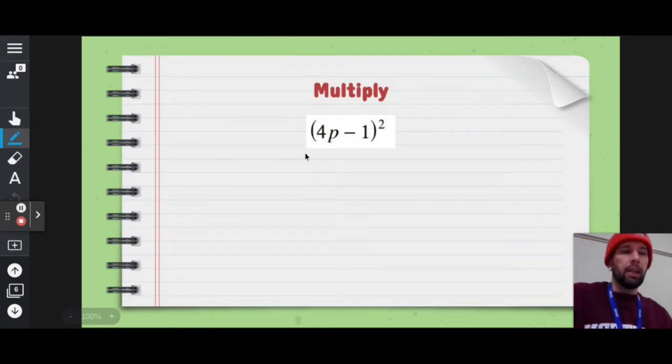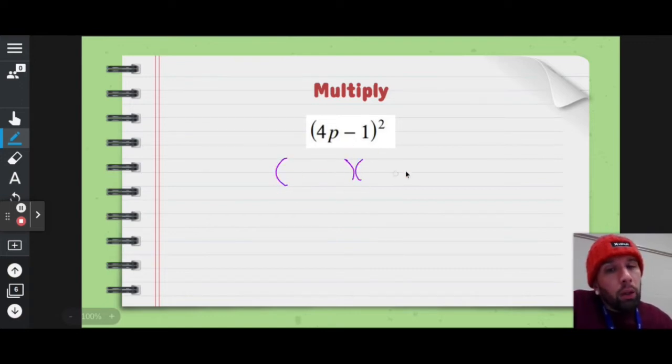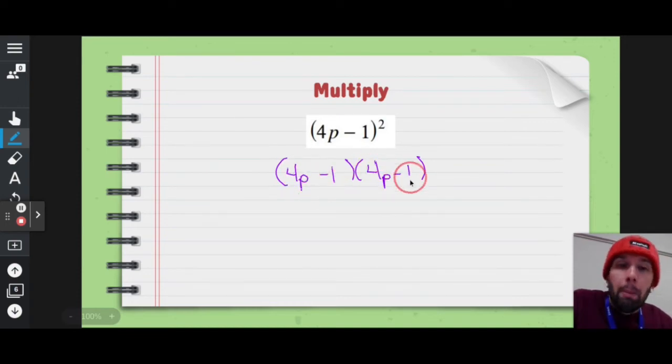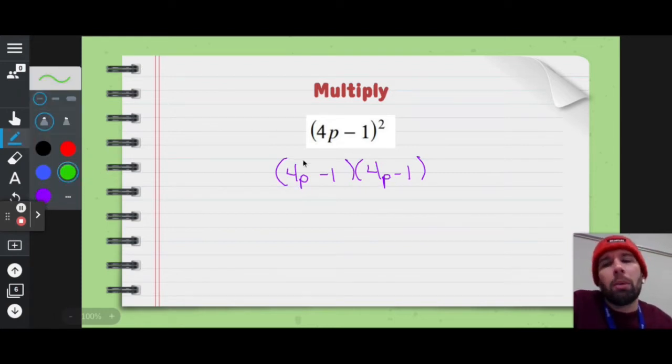The devil, you say. When you square something, you multiply something to itself. So when you square a parenthesis, you multiply a parenthesis to itself. And in this case, inside the parentheses, you've got 4p minus 1 and 4p minus 1. It's a FOIL problem. There's a specific name to this type of guy, and it's called a perfect square trinomial. Now, a perfect square is like 4 squared, which is 16. A perfect square trinomial is what you get when you multiply a binomial to itself.